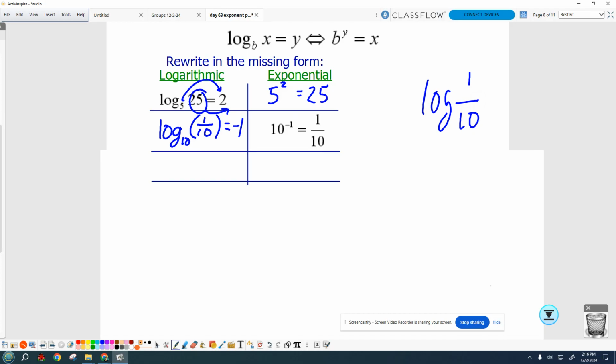Right, when people are writing these, I'm not sure if they mean log of 1, the whole thing over 10, or log of 1 over 10. So I will put it in parentheses to try to be clear. Does it mean anything that it's base 10, it's 1/10? I don't know. Okay, is this true? Is 10 to the -1 equal to 1 over 10?